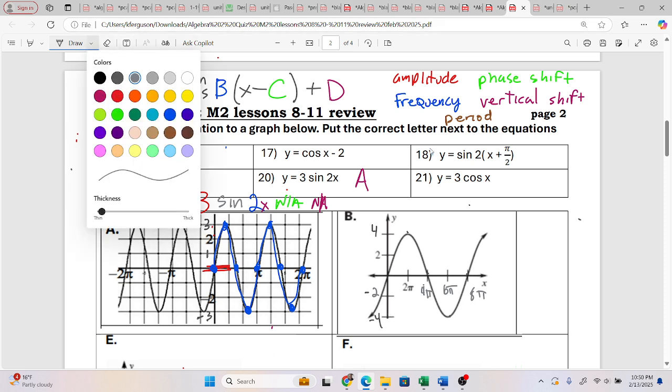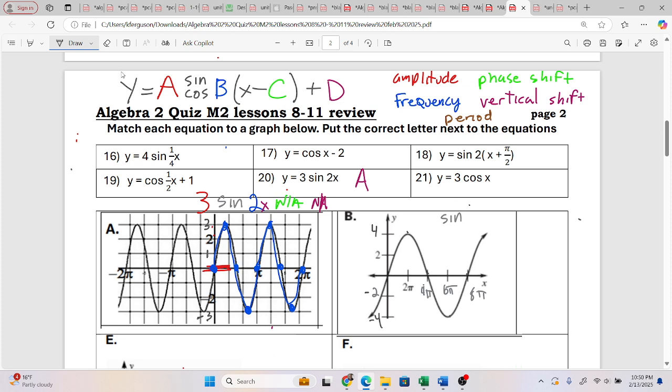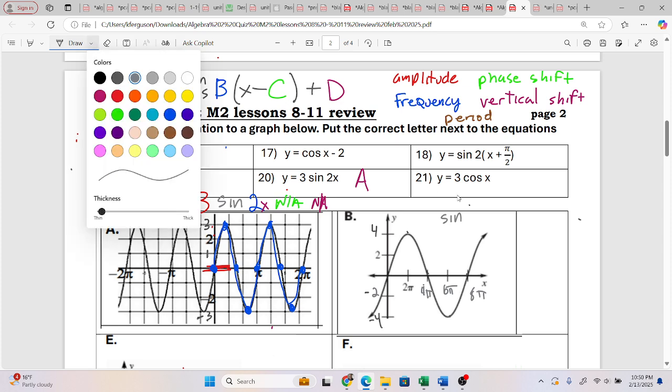Now it's starting at the origin. That looks to be the midline. So that would mean this is a sine graph. So let's think about some amplitude.